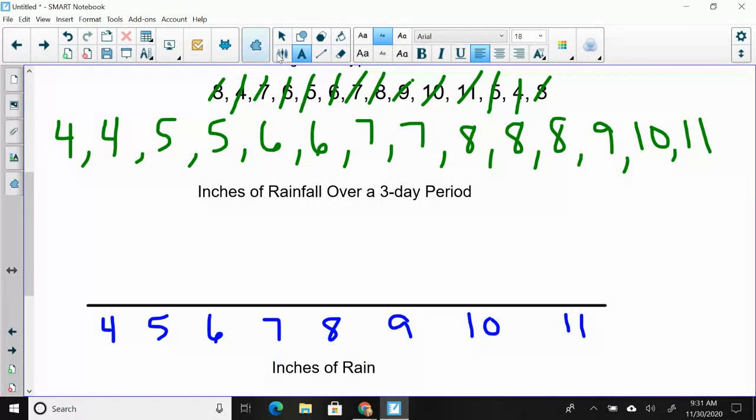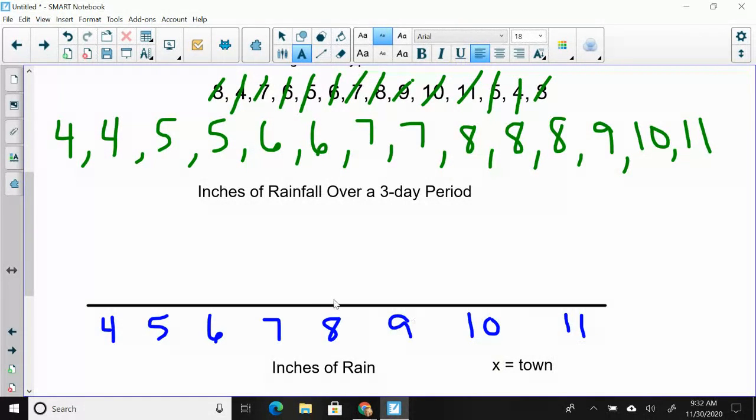And then each X represents what? Each X is going to represent a what? Right. Well, we have the inches of rain, but each X represents a town, right? Each X represents a town. All right.